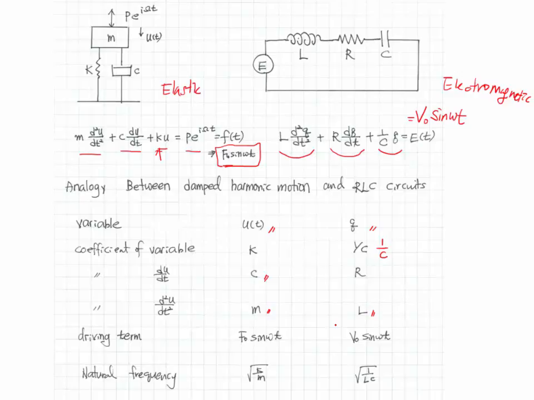So elastic wave propagation or electromagnetic wave propagation, whether it's a low frequency or the high frequency, there's very profound similarity between these two. So driving term here is the force, oscillating force, and this is oscillating voltage, or the potential difference. And natural frequency is square root of k over m, and natural frequency is square root of 1 over LC.